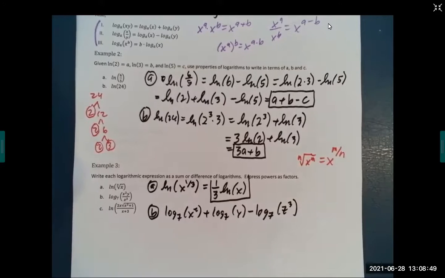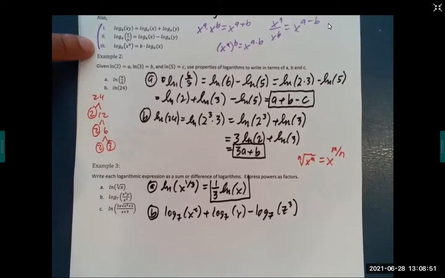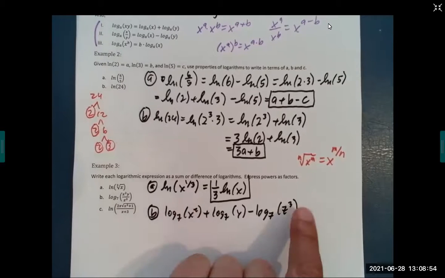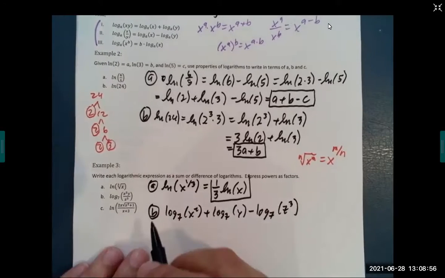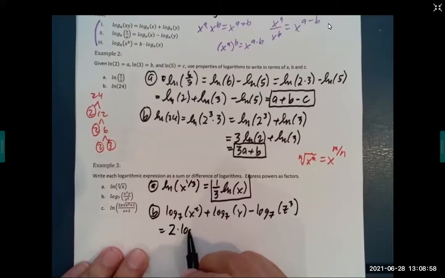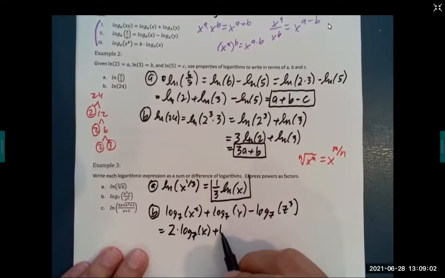And now I'm going to use this rule here with the exponents and bring the 2 down and the 3 down. Can't do anything with this one.